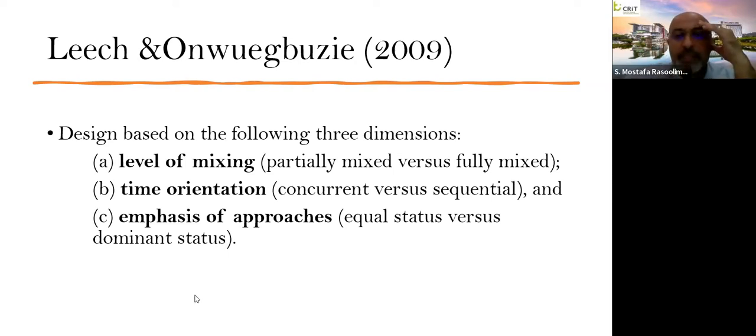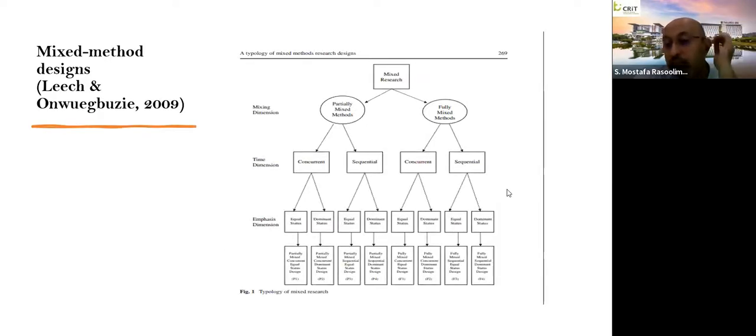This is a categorization from other work, Leech and Onwuegbuzie 2009. Here you can see 3 parameters for this categorization that we discussed: level of mixing, full or partial; time orientation, concurrent or sequential; emphasis of approaches, can be dominant or equivalent. Based on these 3, they identified different types of mixed method, and you can see a typology of mixed method design based on these 3 categories. So it can be partially concurrent or sequential, can be fully concurrent or sequential. It can be equivalent or equal status, or one dominant status.